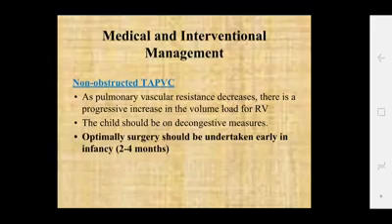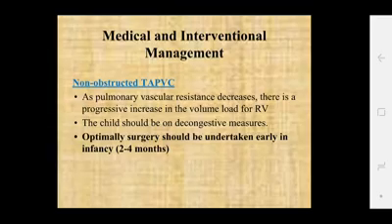Medical and interventional management. Usually the non-obstructed total anomalous pulmonary venous return sometimes passes unnoticed in the neonatal period or in the first few days after birth. As the pulmonary vascular resistance starts to decrease, the volume of the left to right shunt increases. So usually this patient has a volume-loaded right ventricle and becomes congested, and this child usually needs some diuretics until stabilized, to decrease the load on the left side. These babies, once diagnosed, should be referred to surgery.